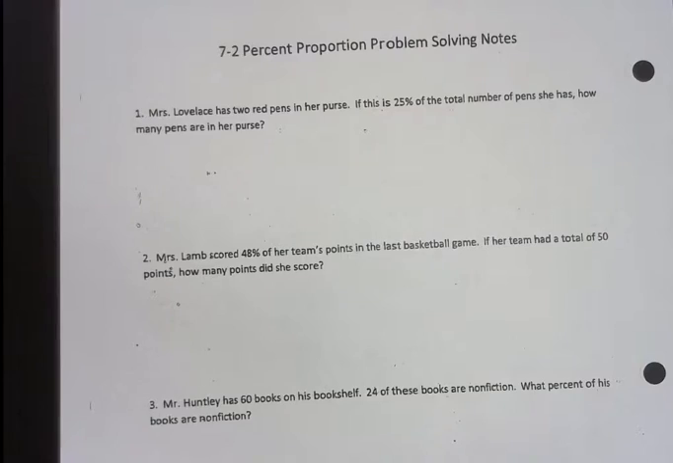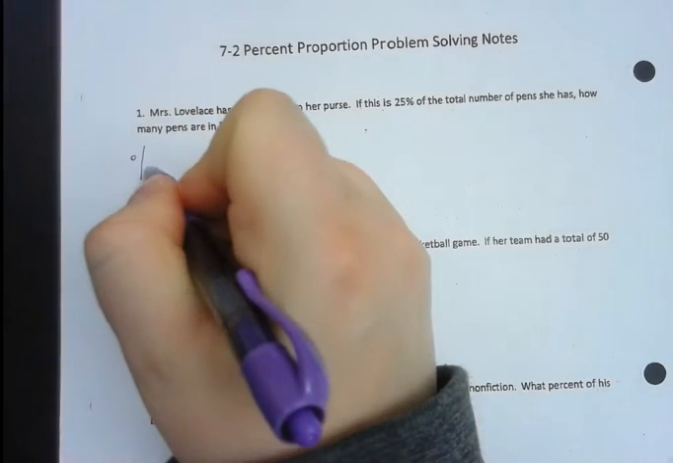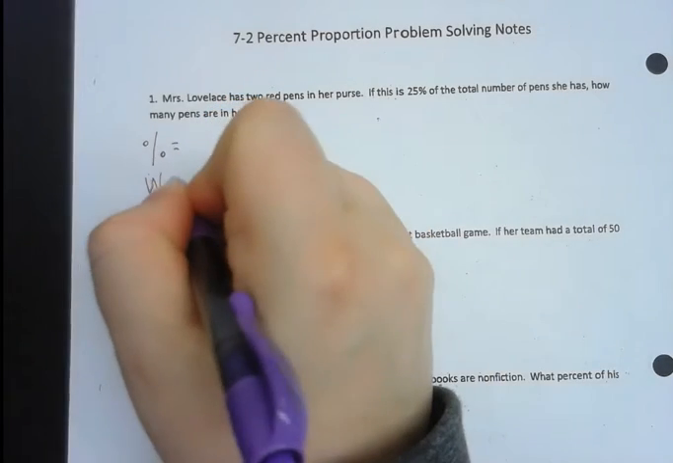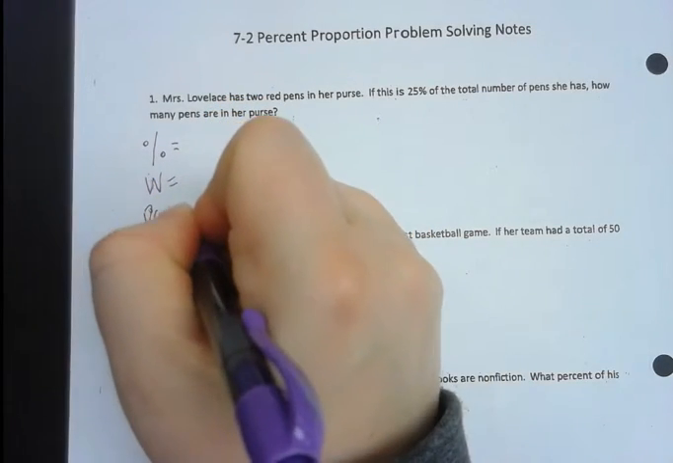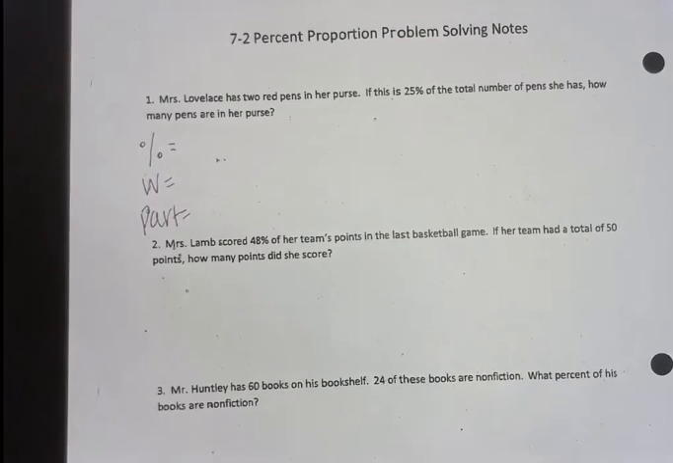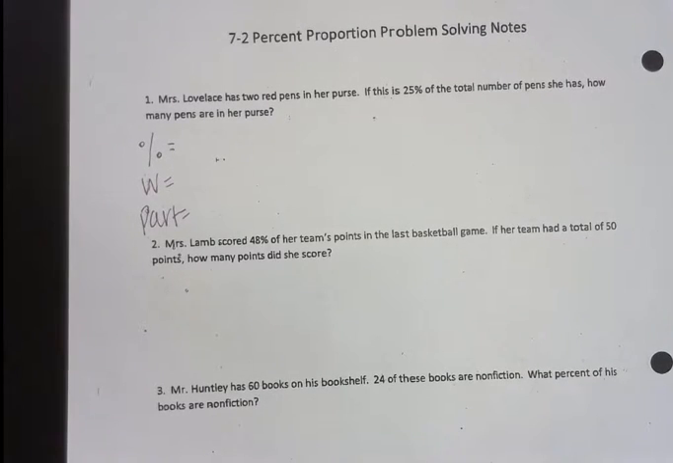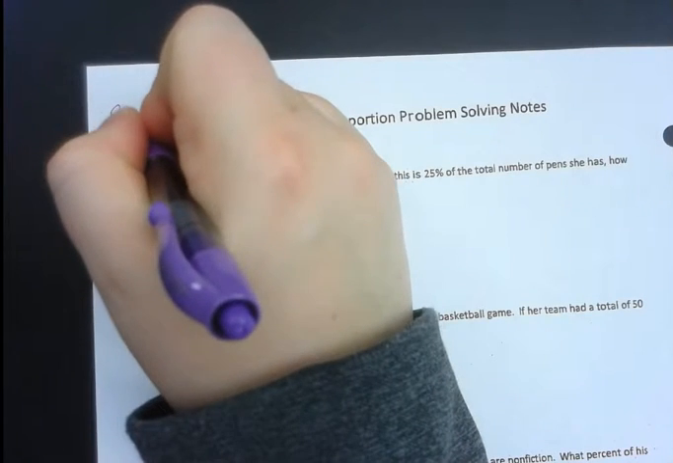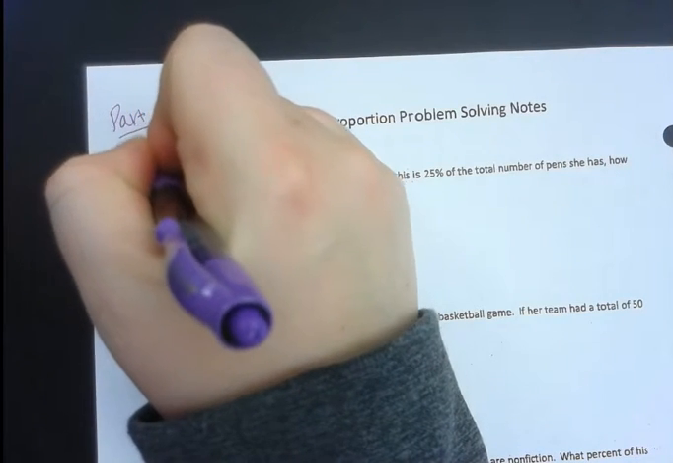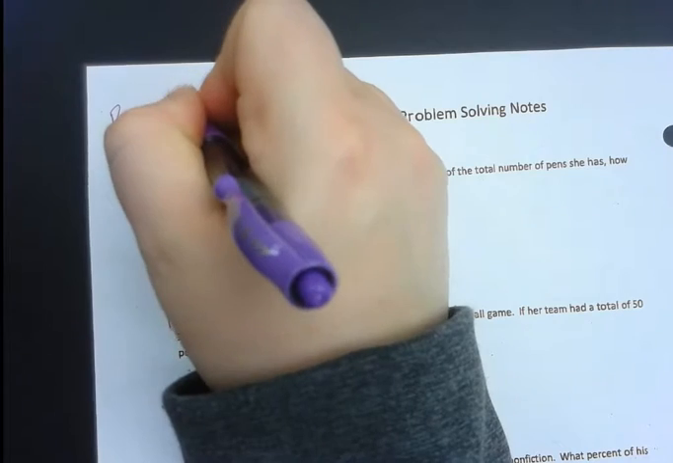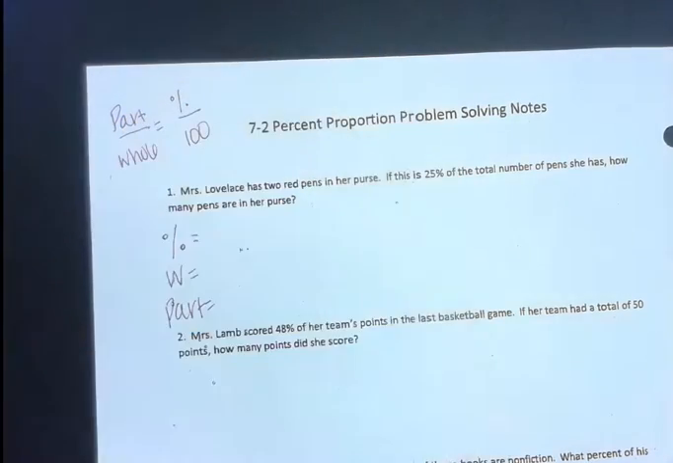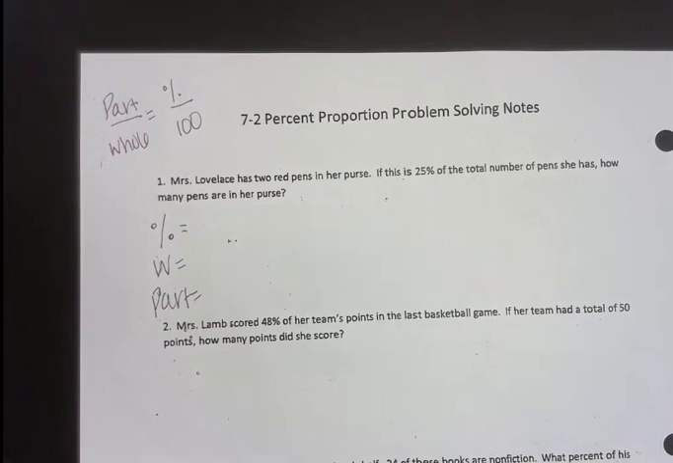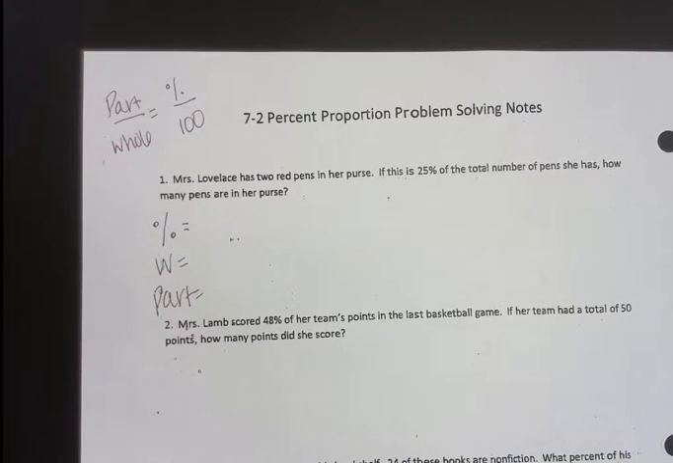When you're reading your word problems, the first thing you need to determine is what is your percent, what is your whole, what is your part, and what are you trying to find. And remember, we're using this proportion: part over whole equals the percent over 100. There's your percent proportion you need to use to solve these problems.